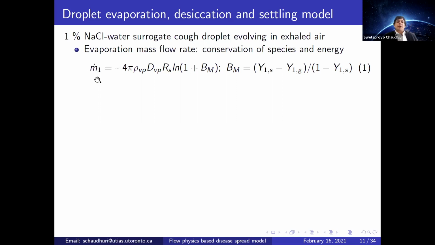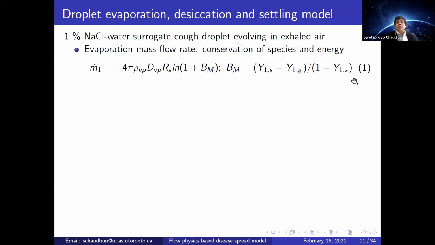So of course, this is the mass flow rate of the water, that is the rate at which the water leaves the droplet surface due to evaporation, and that is given by this formula. I'll go over this quickly, I'll not go into the details. This is the density of the vapor, this is the diffusivity, this is the droplet size, and this is the mass transfer number. The mass transfer number is essentially the difference of the mass fraction of water on the droplet surface and the mass fraction of water vapor in the gas.